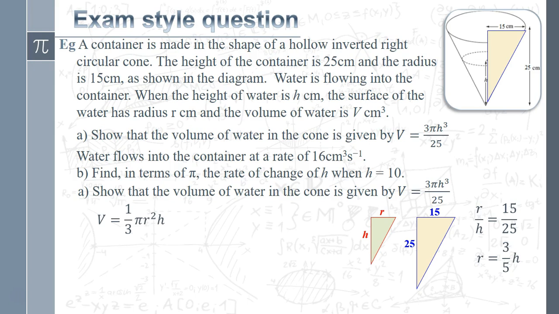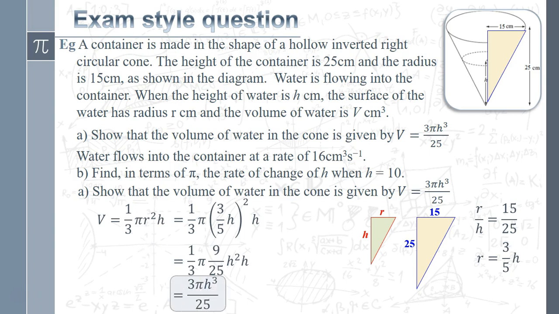We did it using similar triangles. You could have done something related to the tan function with that one as well. You'd have ended up in the same place. So what we've got now is we know that r is 3/5 h. Let's substitute that back in here. There we go, making sure we're bracketing the 3/5 as well. So that then gives us 1/3 pi times 9 over 25 h squared h. And there you go, there's the 3 pi h cubed over 25 that we were after. Okay, that's the setup part of it.